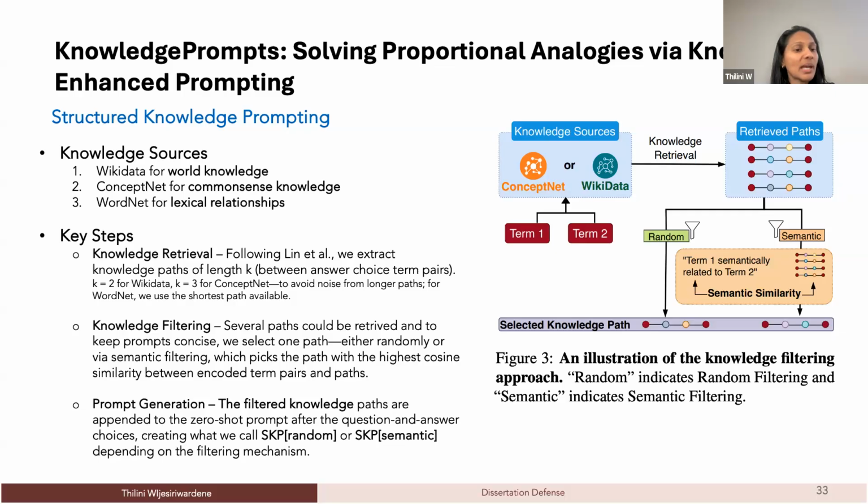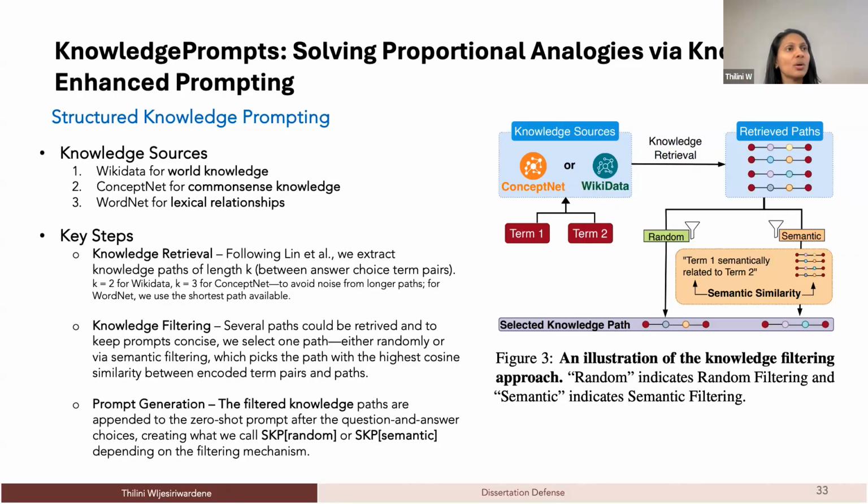However, we have these paths retrieved, and there could be several paths retrieved for a certain word pair in our dataset. So how would you filter? Because we can't add everything in the context window right now. So we were thinking of a method to filter it. We very straightforwardly look at semantic filtering and random filtering. So you pick something at random, or you look at the most semantically similar path to the term pair. Again, that is embedding based. We encode it with a sentence or word encoder, and then see what is most semantically close.